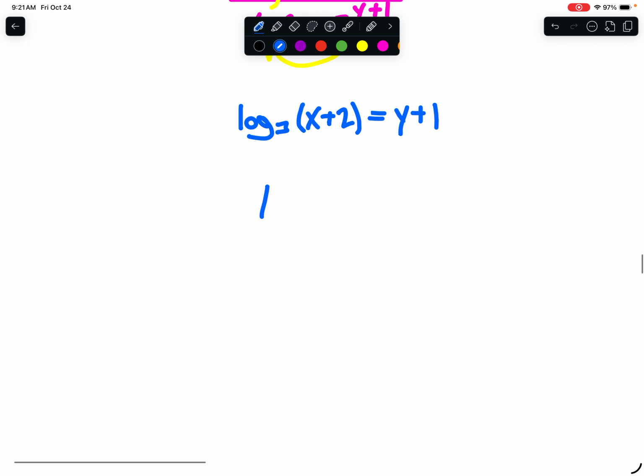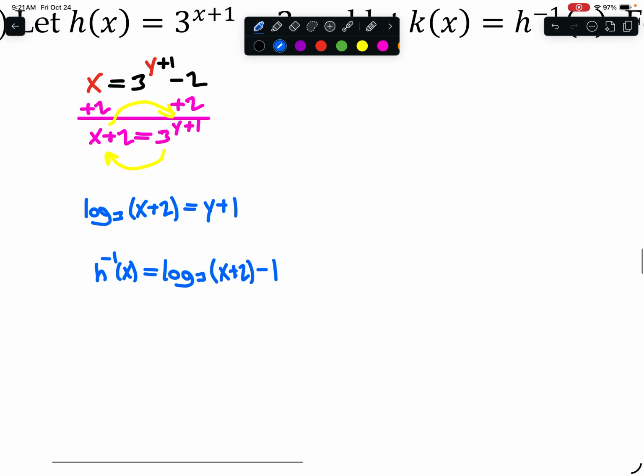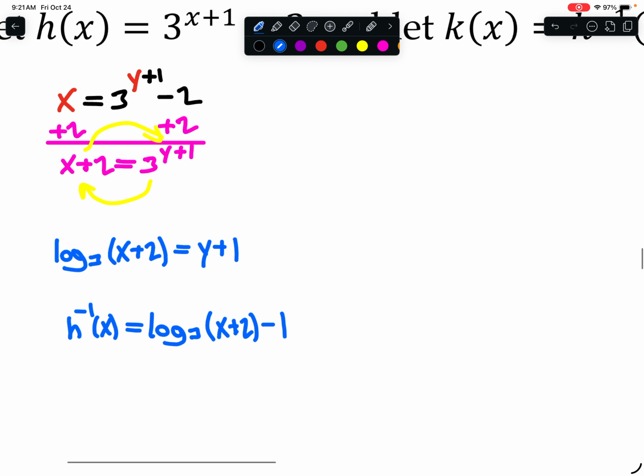And then we're going to subtract 1 on both sides, so my inverse of h of x is log base 3 of x plus 2 minus 1. And then I want to set the inverse equal to positive 1. So I'm going to have log base 3 of x plus 2 minus 1, and we're going to set that equal to 1.